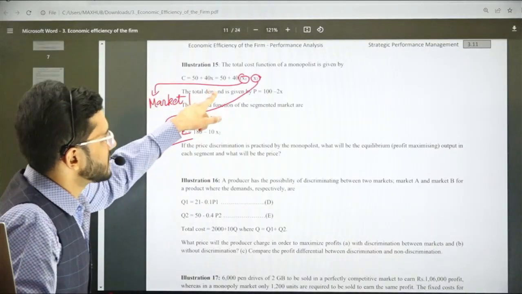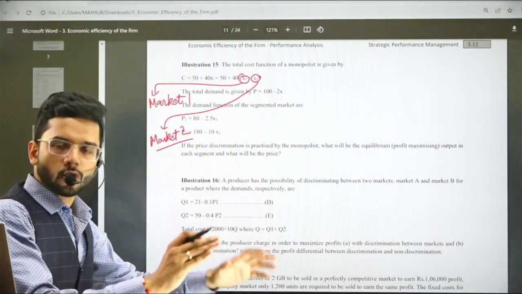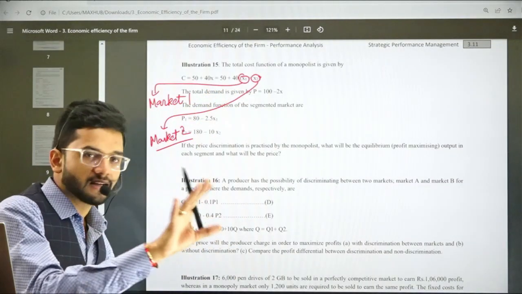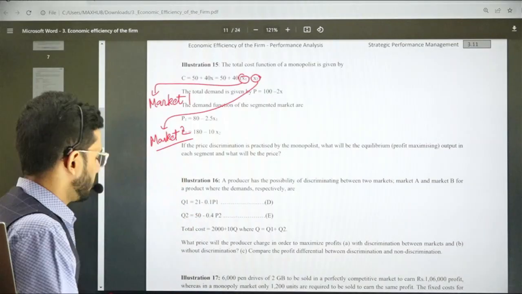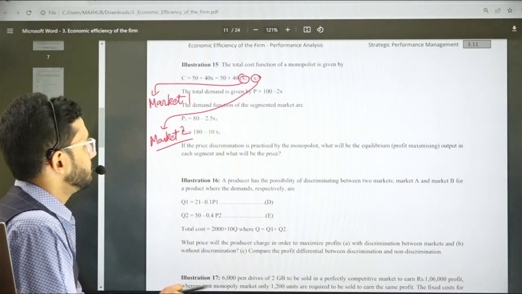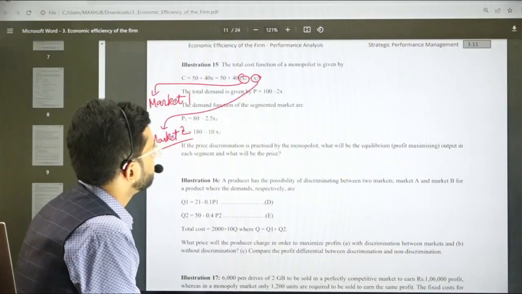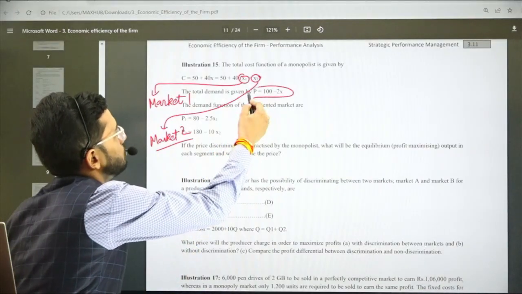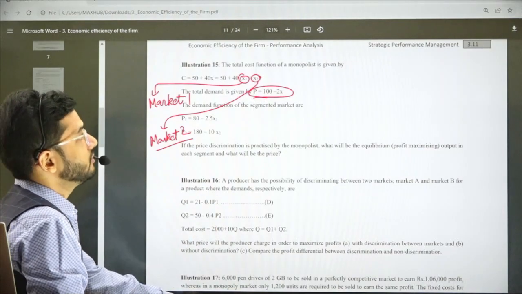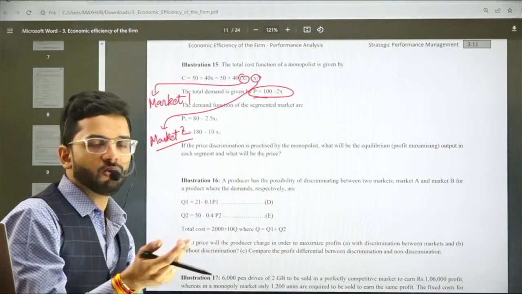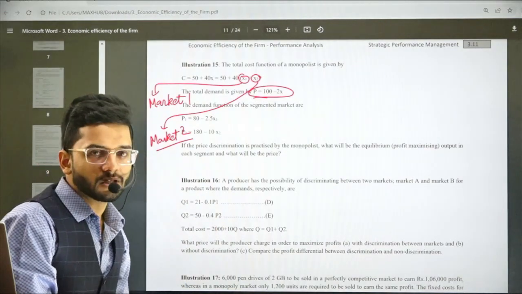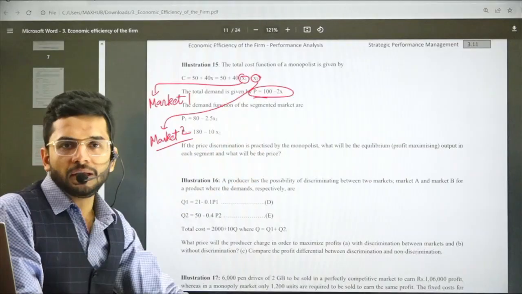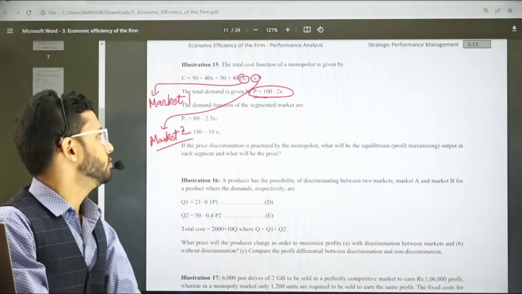Okay, so cost remains the same. It's just that x, which is the total quantity, is split into two markets. So x1 and x2 are the two markets that the entire output is split into. So x is equal to x1 plus x2. So 50 plus 40x is the total cost function. The total demand is given by P is equal to 100 minus 2x. Now again, demand function is given, revenue function is not given. But we know how to compute the revenue function from the demand function. We're just going to multiply P with x and we are going to compute the revenue function.